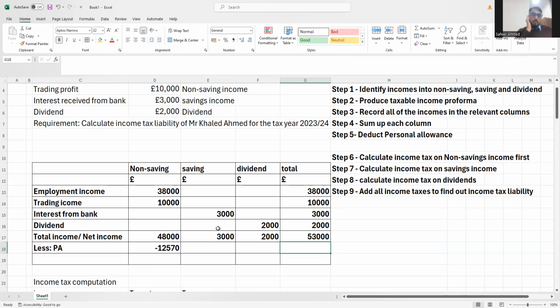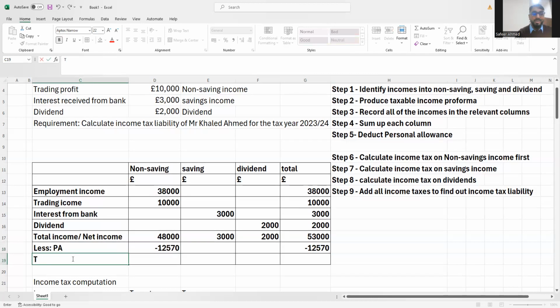Also, one thing worth noticing here: the personal allowance cannot be carried forward each year. Every UK resident individual receives this personal allowance amount. So either they use it or lose it. If they don't have any income, they're going to lose it. Simple as that. So this will go into your total column as well, and this will give you the taxable income.